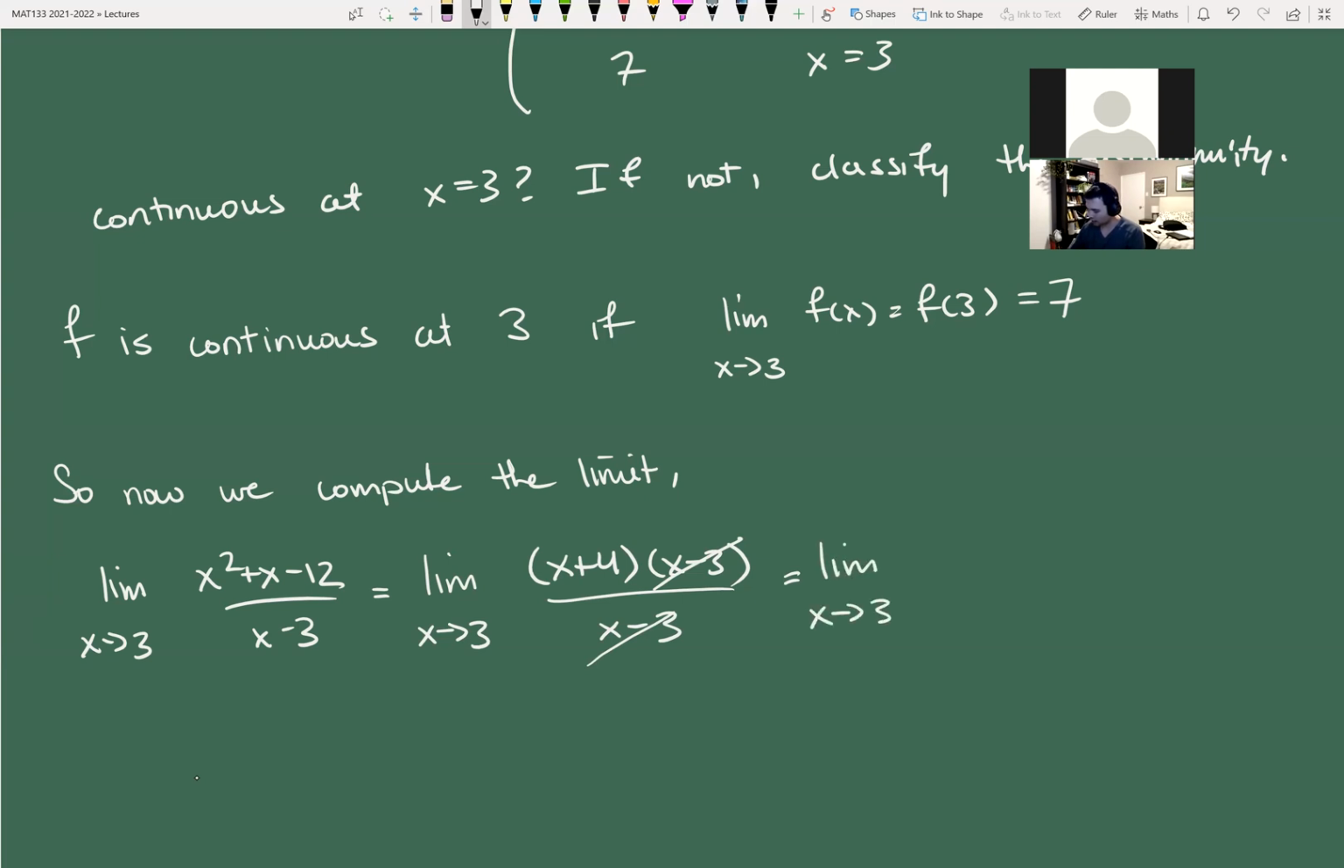Oh, I actually did not mean for this function to be continuous. But hilariously, I accidentally chose it so that it was. But anyway, there you go. Right, so we got our limit. Our limit is f of 3. So the function is continuous.